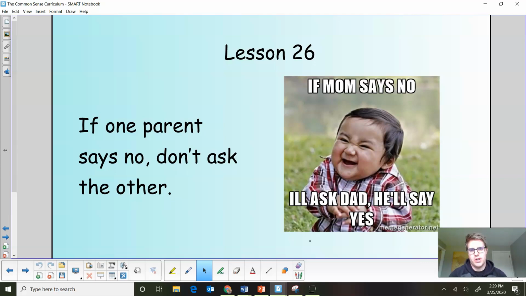Hopefully you already know this common sense lesson by 3rd grade, but it is one that sparks a lot of debate, and I'm bummed that we're not in class because there's usually some great stories about this. If you ask a parent and they say no, then that is the answer. There is no, oh, I'm going to go ask mom, because dad said no. Or in this funny little meme, it says, if mom says no, I'll ask dad and he'll say yes, right?